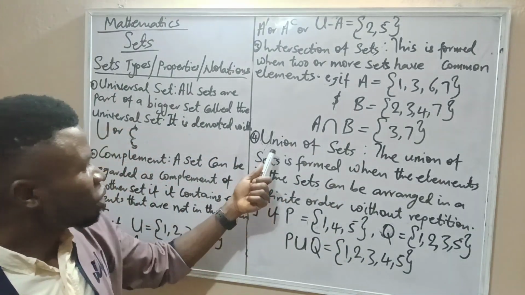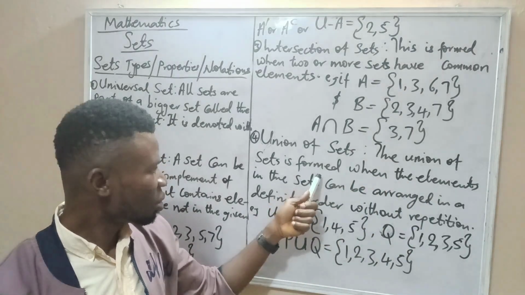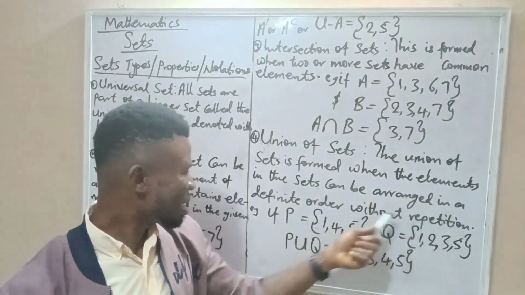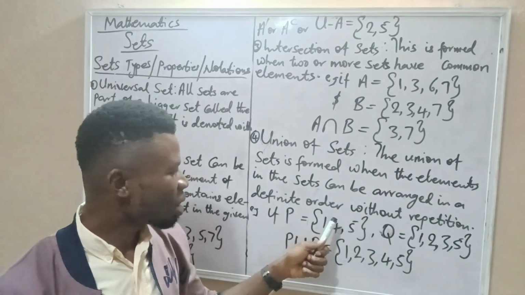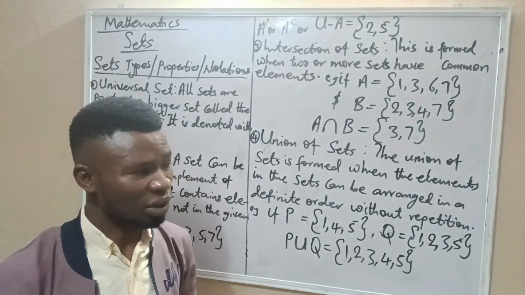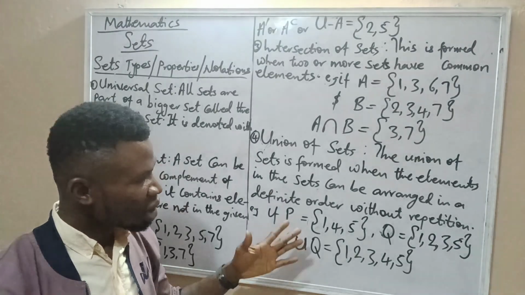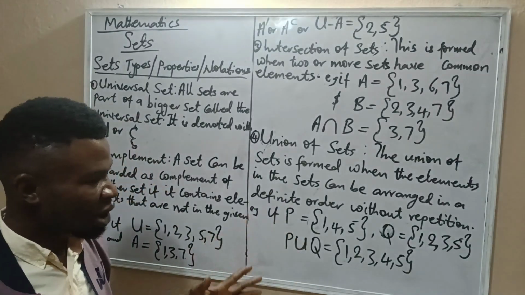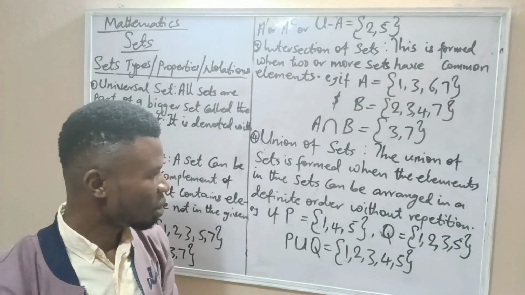So another one is union of sets. The union of sets is formed when the elements in the set can be arranged in a definite order without repetition. That means union of sets is just like the combination of elements that are in two different sets, but making sure that there is no repetition.